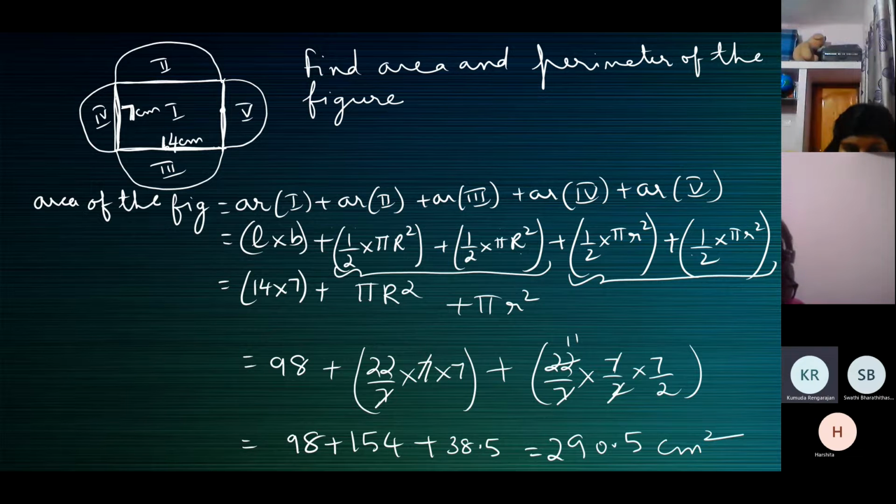That L into B, is it? Yes, ma'am. Okay. How do you find the area of a semicircle? What's the formula to find the area of a semicircle? 1 by 2 into pi r square, ma'am. Is that understood? Yes, ma'am.